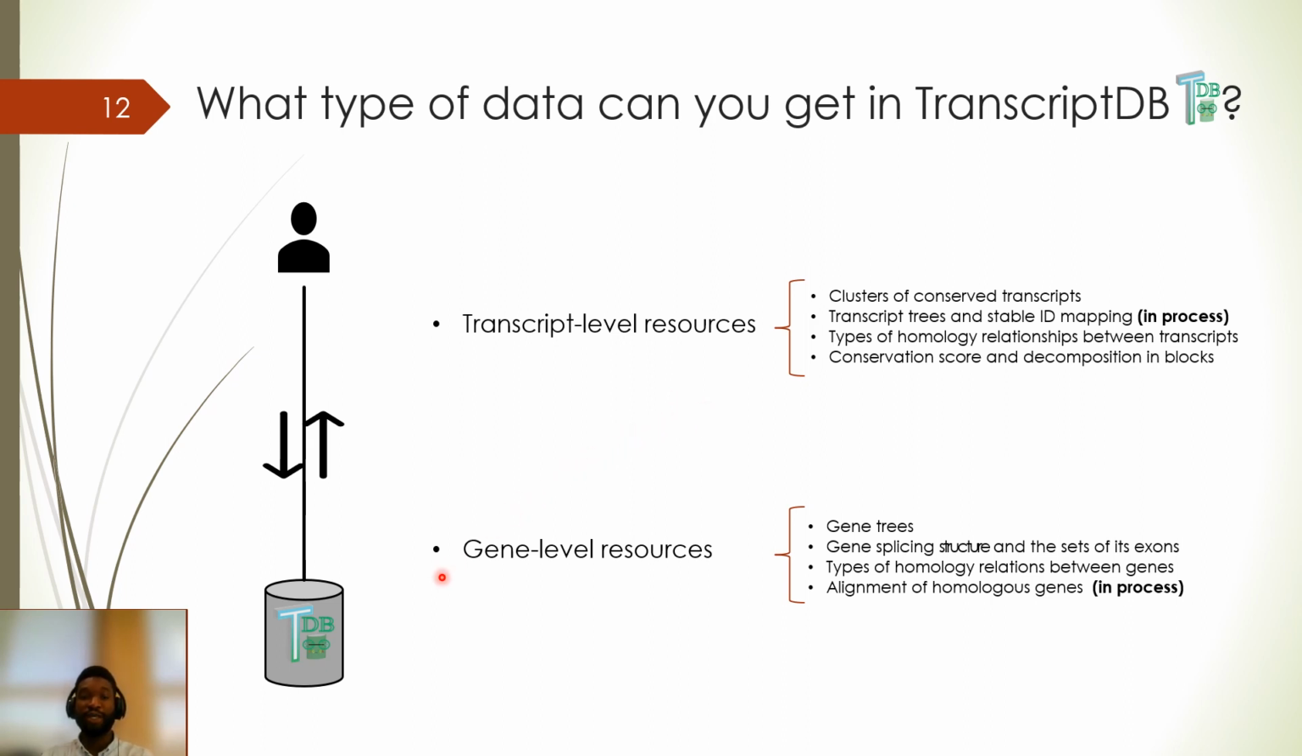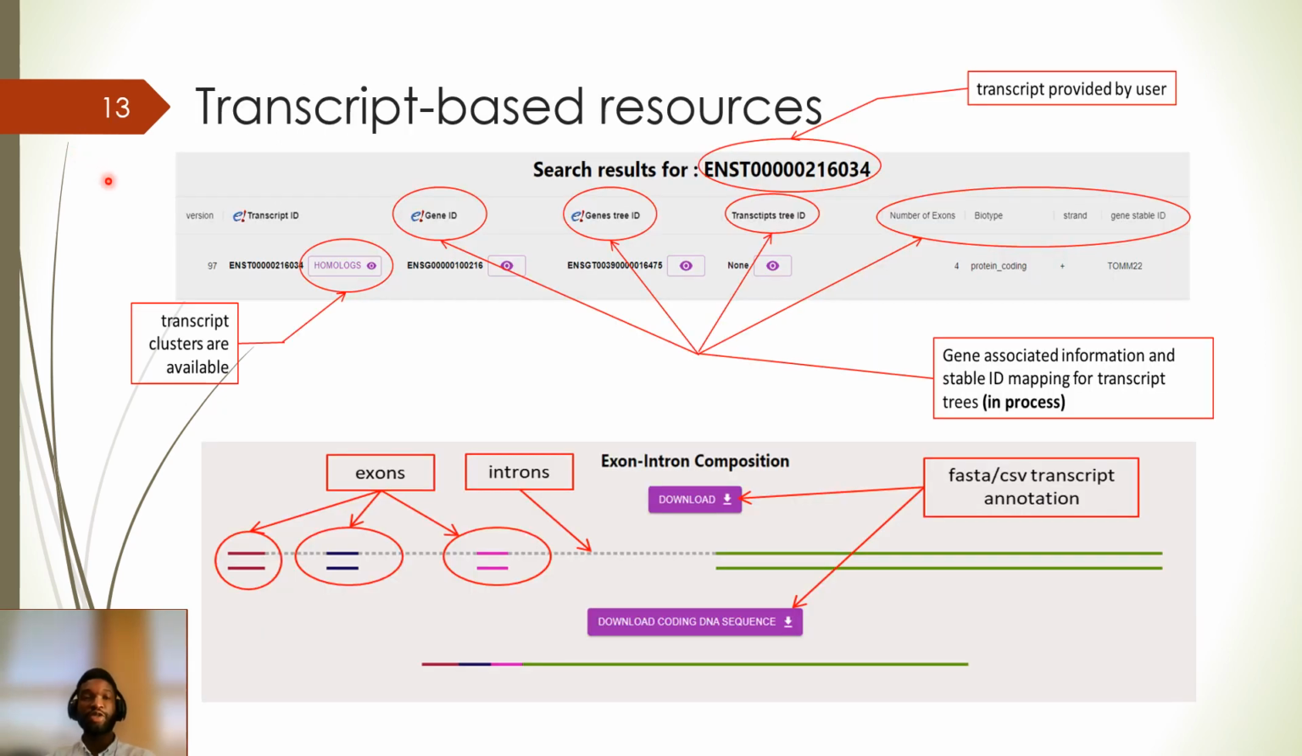Also, we can get gene level resources like gene trees, gene splicing structure, and the set of exons. We can also get the types of homology relationships between genes and the alignment of homologous genes. So the TranscriptDB web interface provides quick access to transcript information.